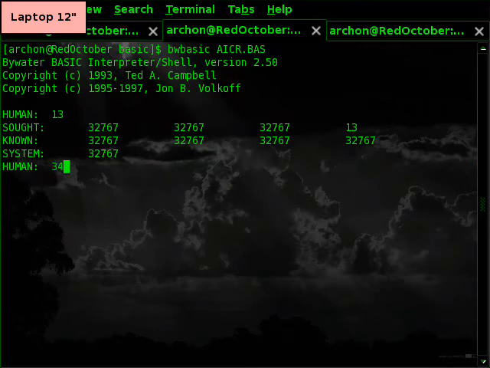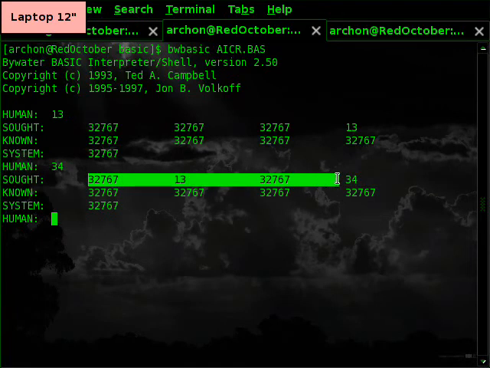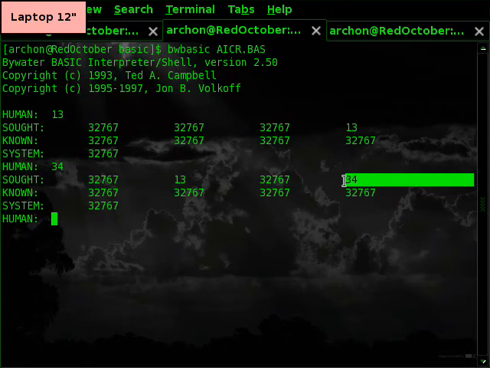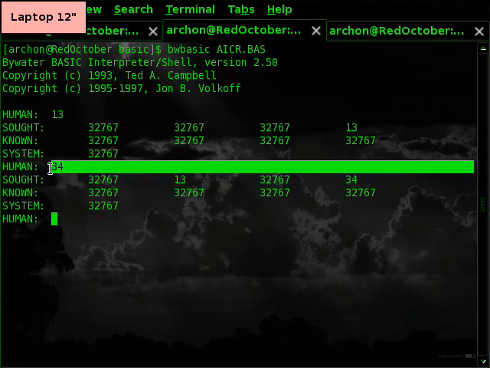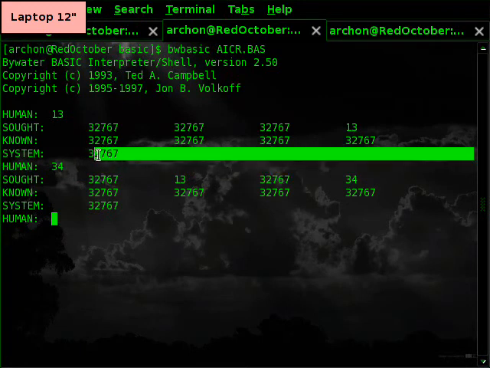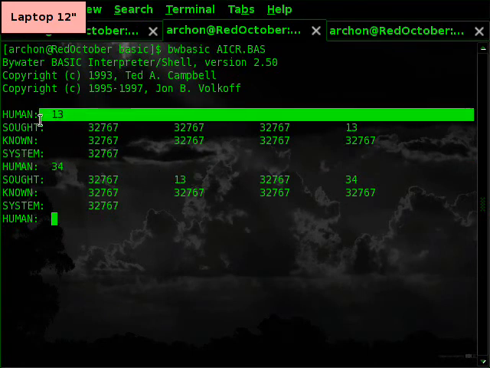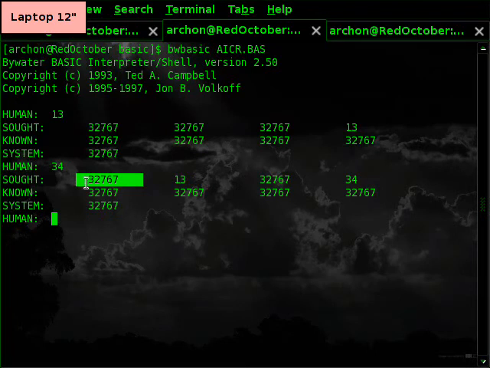Let's now input 34. Now notice that the most recent history, which is used for pattern matching, has been updated. It now contains 34 because this is what I input. It contains 32,767, which is what the system replied to me before that. And it contains 13, which is what I said first. And this other 32,767 is the preset number, basically, as long as the system did not yet interact.